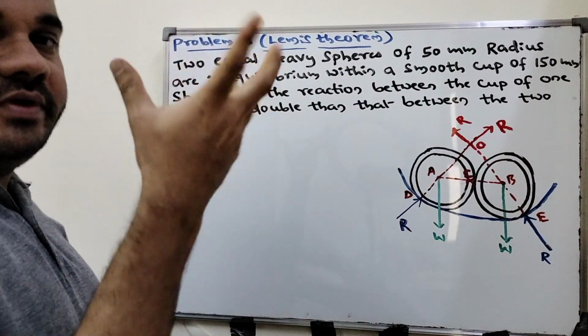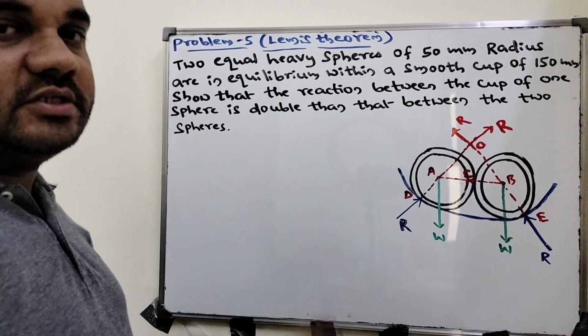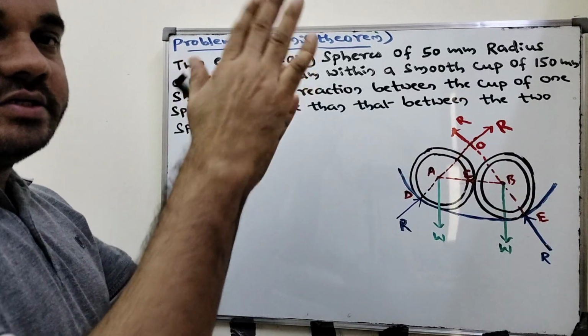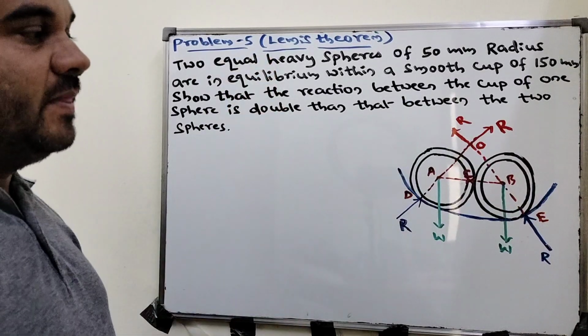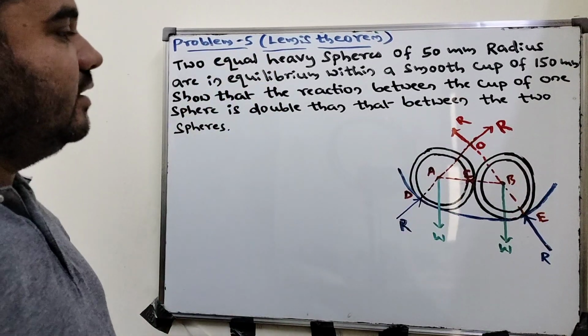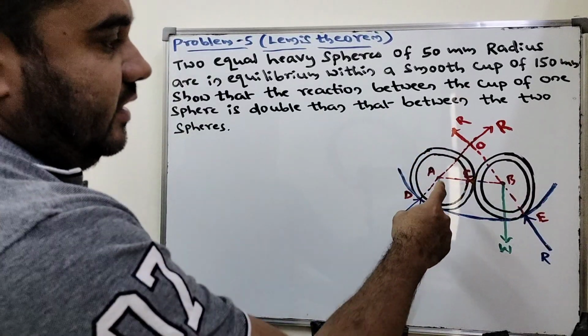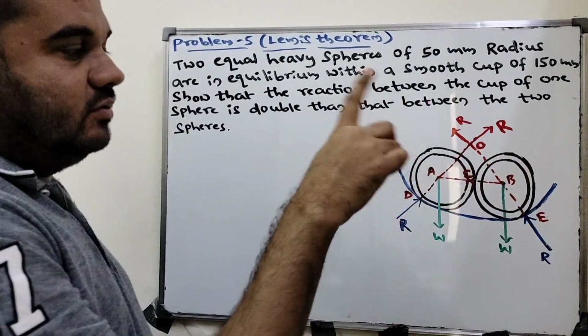In the previous problems, we also did a sphere problem, where the sphere sits on a triangular groove, and we found the reactions and the unknown values. Now the next problem is problem 5. It is also an application-oriented problem, and there are 2 spheres, and these 2 spheres sit on a cup.